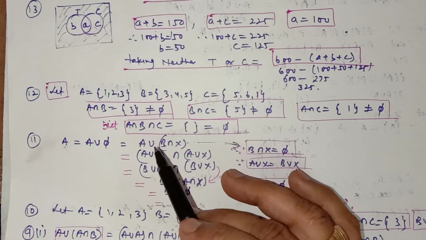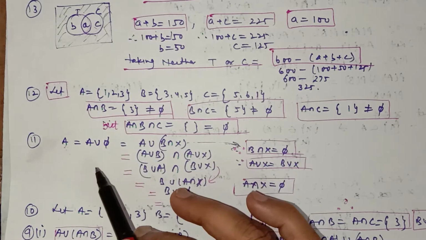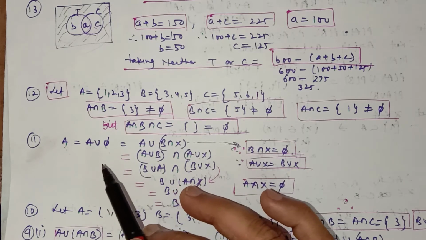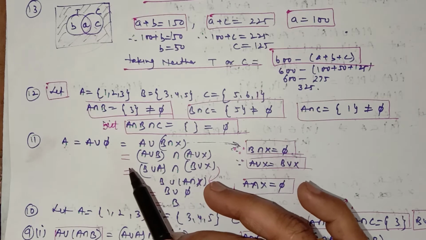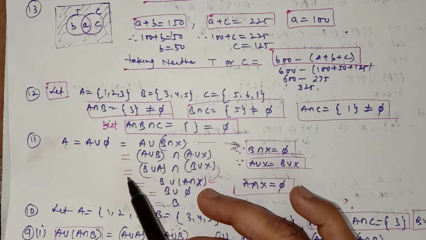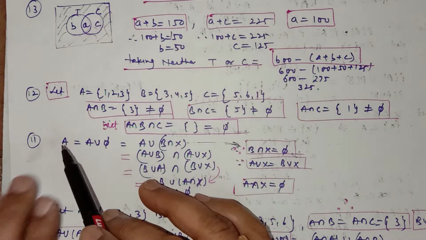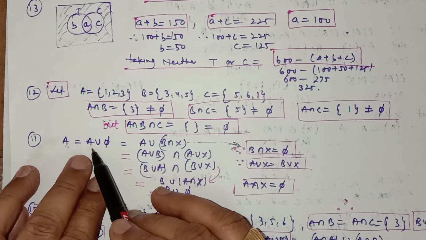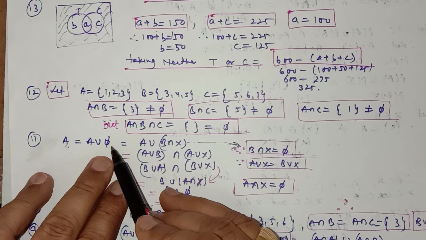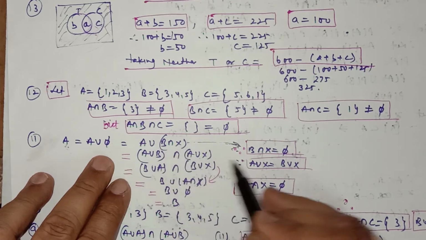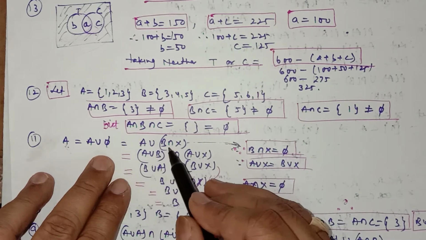In question number 11, it is a theoretical question. It is given that if A intersection X is equal to B intersection X is equal to empty, then A union X is equal to B union X, then you have to show that A is equal to B. So I'm starting with A. For A you can write A union empty. Because A union empty is equal to A, the value of empty is given as B intersection X. It is given that B intersection X is equal to empty, so I will replace empty with B intersection X.